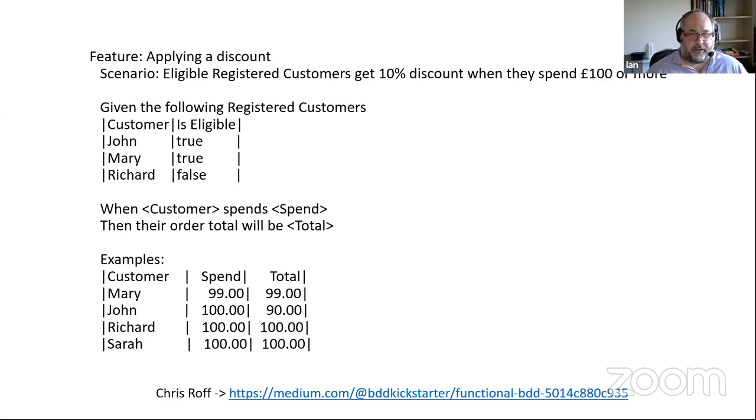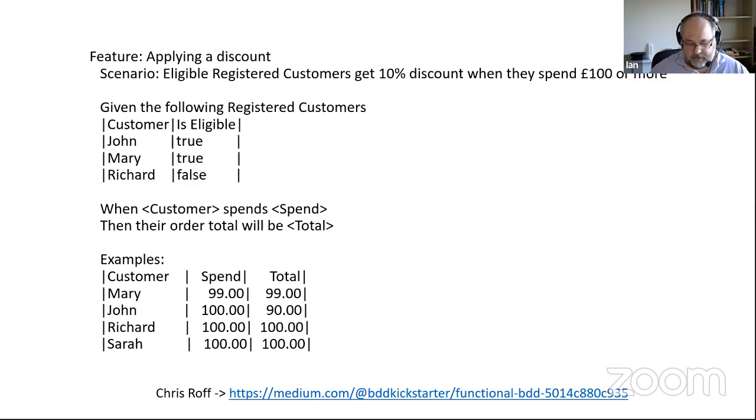There are some interesting words in there: things like eligible, registered, customer, discount, spend, total. But there's one other thing as well. Looking at the bottom of the page, we've got Sarah. Sarah's not registered, but it doesn't actually say anything about what she is. There's no concept of whether she's obviously not registered because she's not in the top list, but what is she? We'll have a look at how we can handle that.